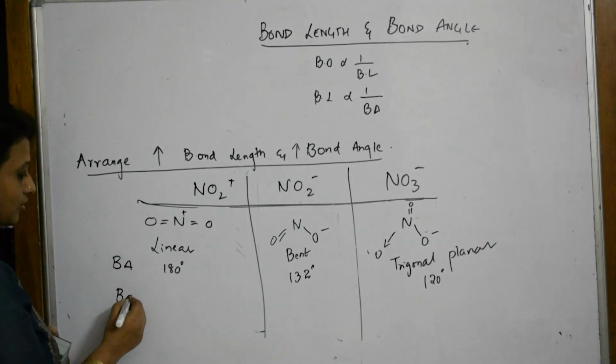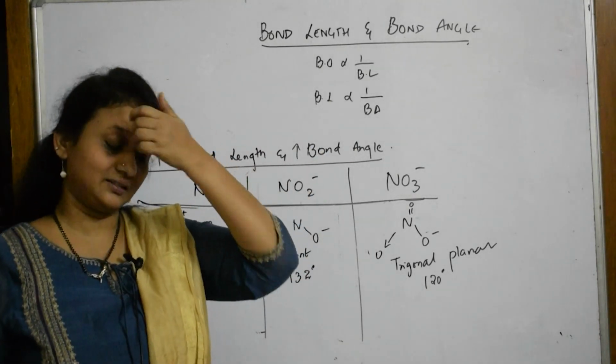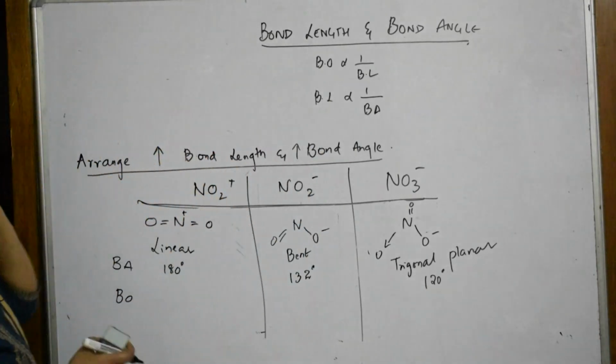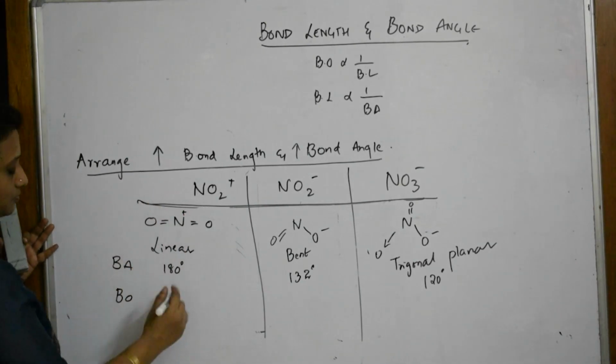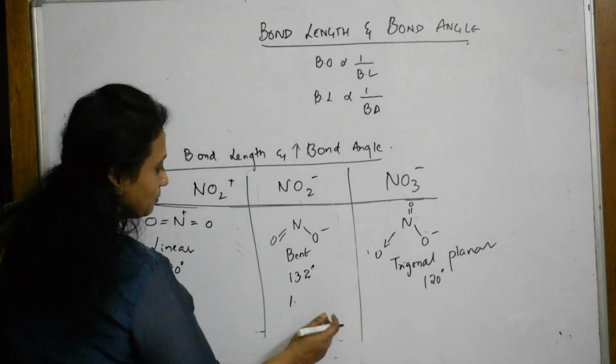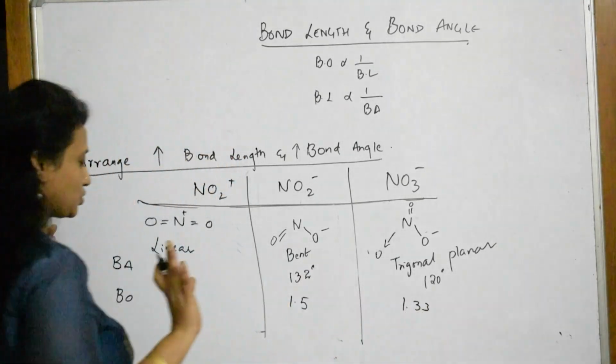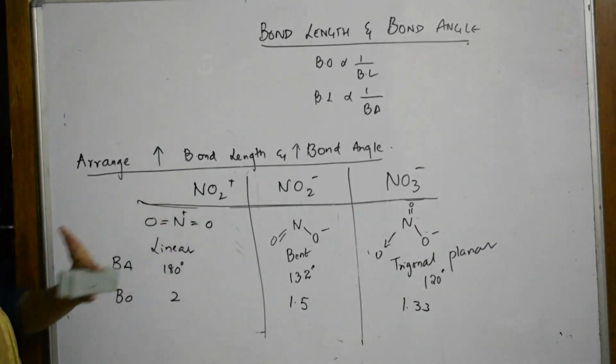Now I have to write bond order. Basically, I'll teach you a small trick on bond order in the next 5 minutes. So as of now, I'm directly writing the bond order. For NO2 plus, the bond order is 2. This is 1.5, this is 1.33. This is over. Now I have to apply it in the question.